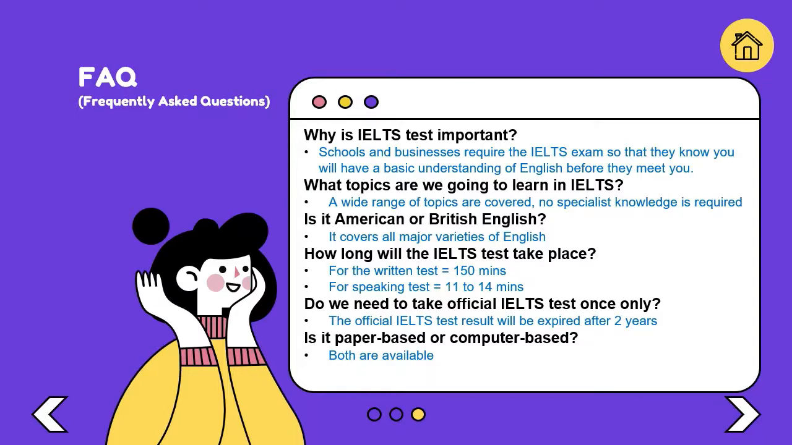Next, how long does the IELTS take? Normally, the overall time needed will be 2 hours and 44 minutes, as you will do the listening, reading, and writing tests for 2.5 hours before you are going to have your individual speaking test, which lasts about 11 to 14 minutes. And remember, IELTS result will expire after 2 years. So you need to take another test if your previous result and certificate has expired. IELTS test is also available in both paper-based and computer-based models.